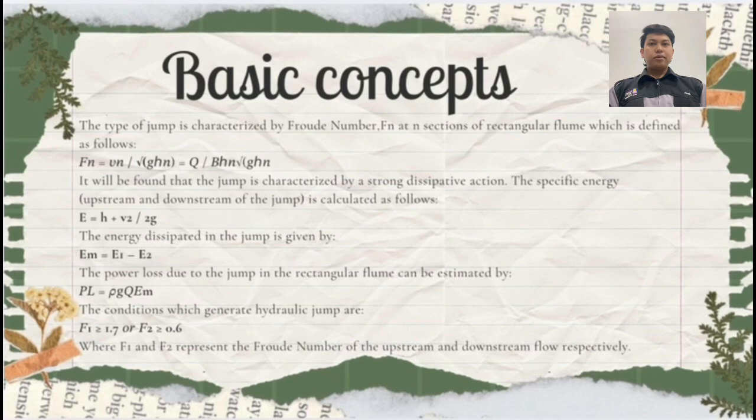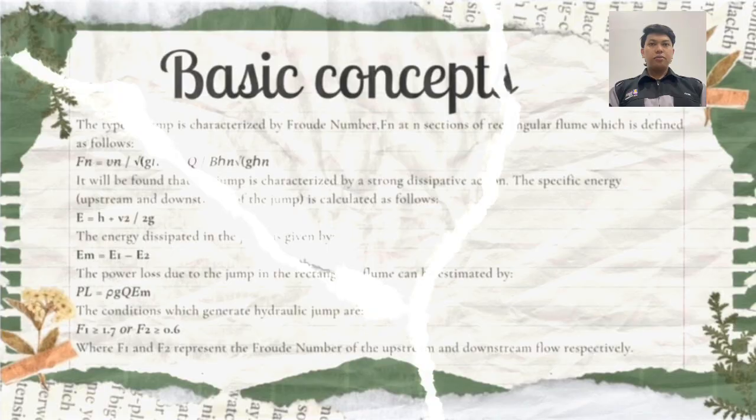The energy dissipated in the jump is given by Em equals E1 minus E2. The power loss due to the jump in the rectangular flume can be estimated by PL equals rho g Q Em. The conditions which generate a hydraulic jump are F1 greater than or equal to 1.7 or F2 greater than or equal to 0.6, where F1 and F2 represent the Froude number of the upstream and downstream flow respectively.